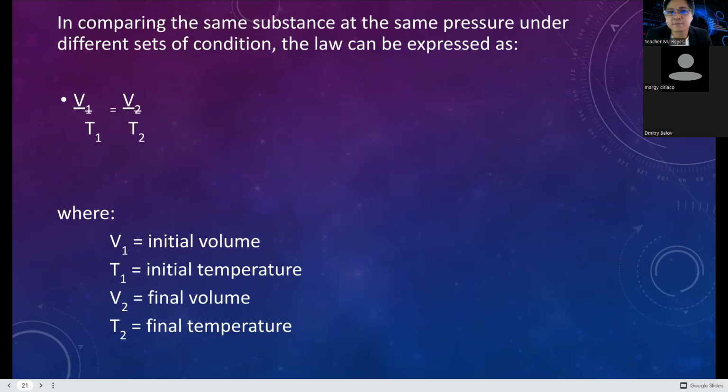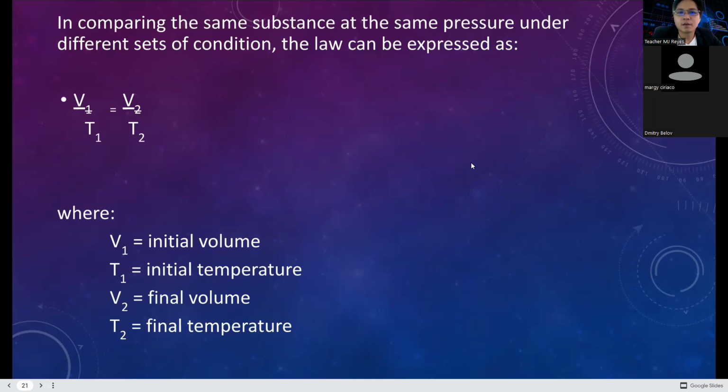Comparing substances with the same pressure under different sets of conditions, the law can be expressed as V1 over T1 is equal to V2 over T2, where V1 is the initial volume, T1 is the initial temperature, V2 is the final volume, and T2 is the final temperature. Again, there is a condition here: it must be at the same pressure.